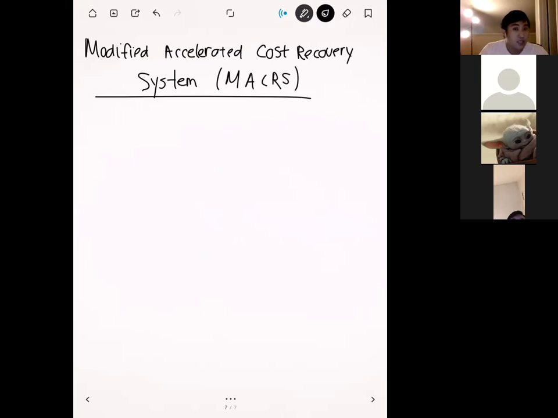This is a pretty new development. This whole system was introduced in the Tax Reform Act of 1986, and it is a relatively simple and consistent way to determine depreciation of certain assets.